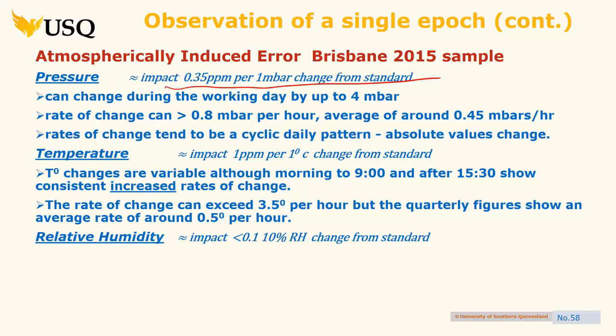Now, in the same Brisbane figures, the biggest variability is up till 9 o'clock in the morning and then after 3:30 in the afternoon, right? Strangely enough, it's often when surveyors do work on sites because there's less traffic. A lot of the earthwork traffic is stopped. But from a relative temperature point of view and precision, it's not the best time to do it. So there are increased rates of change. In this 2015 sample, which was over an entire year, monthly data, daily data per month, the rate of change can exceed 3.5 degrees per hour, so 3.5 parts per million per hour, and up to 0.5 on a quarterly rate of change. So if you've got to do one thing right, get the temperature right.